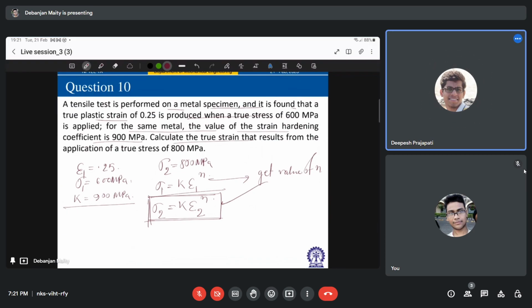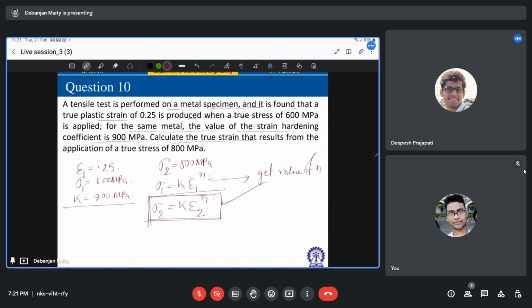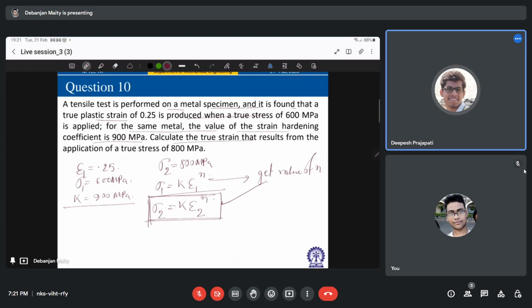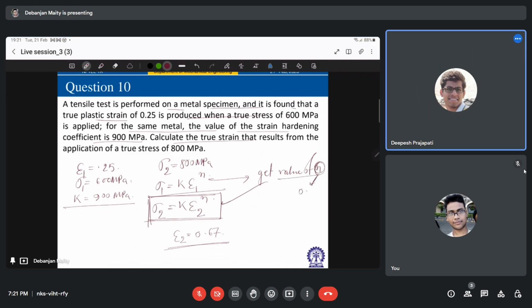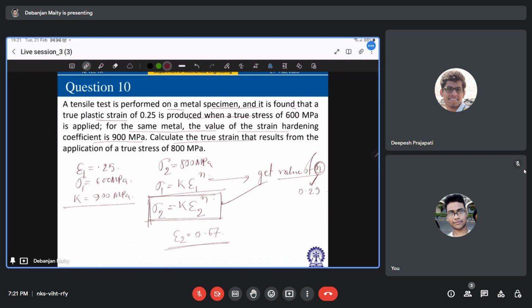0.67. This is the value of true strain. Okay. And how much is this n value coming as? 0.29. And the k value is known. Yeah. Okay.